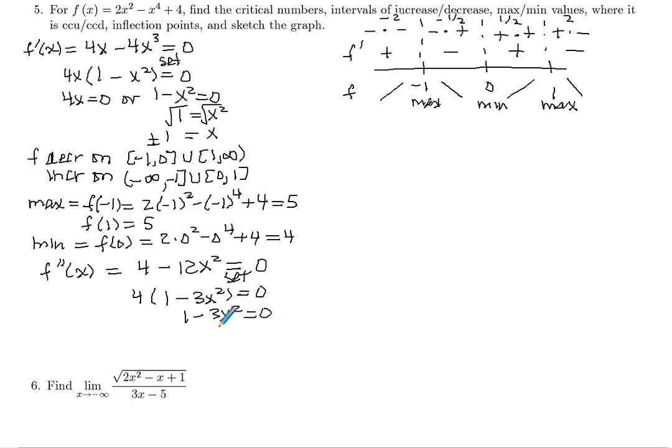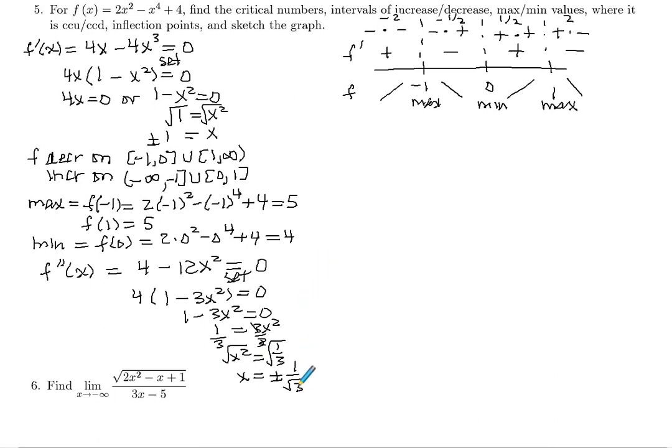Bring the 3x squared over as a positive, so 1 is 3x squared. Divide both sides by 3. And let me switch sides with the x squared and the 1/3 here. So x squared is equal to 1/3, and then take square roots. So x is going to equal plus or minus, square root of 1 is 1, and then on the bottom square root of 3.